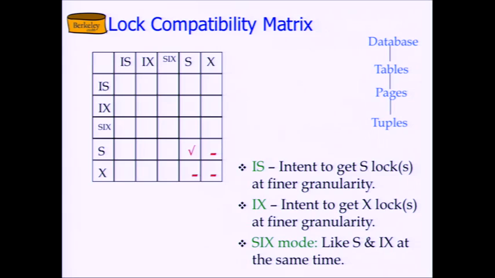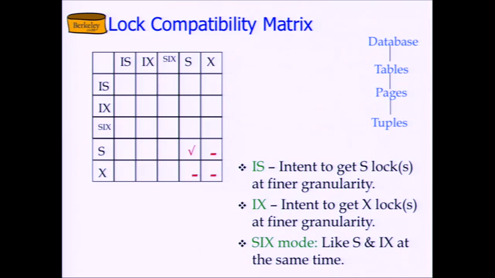This guy wants S and IX. This guy wants just IX. Is that compatible? No, because this guy's IX down below will conflict with this guy's S. Right? This guy's getting S and IX on the entire table. S plus IX. So it's going to read everything and it's going to write something. And you want to write something. Well, you can't because he's reading everything, right? So this is no go.